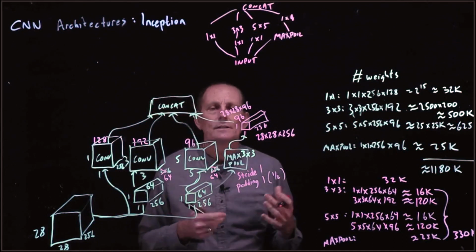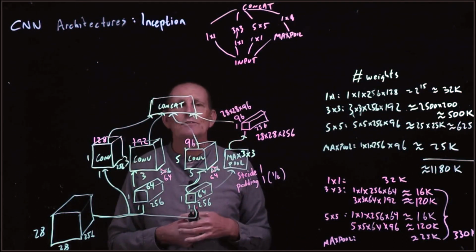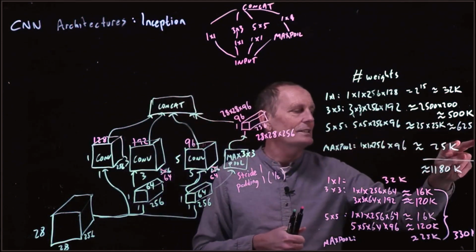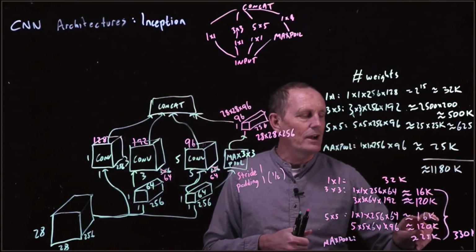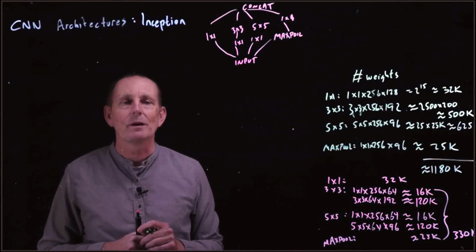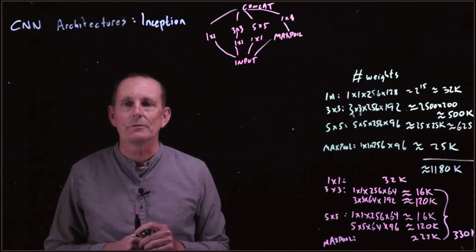There's one more thing that's actually done in the Inception v2 version, and that is we reduce the size needed for the 5 by 5s. So what the Inception v2 actually does is approximate a 5 by 5 convolution with two 3 by 3 convolutions.